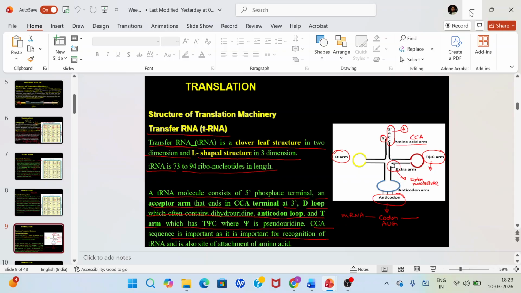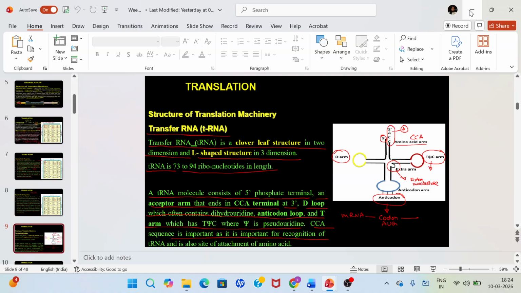Okay. The structure of translational machinery, transfer RNA. So transfer RNA or tRNA is a clover leaf structure in 2 dimensions and an L-shaped structure in 3 dimensions. So tRNA is 73 to 94 ribonucleotides in length. This is the length of a tRNA.